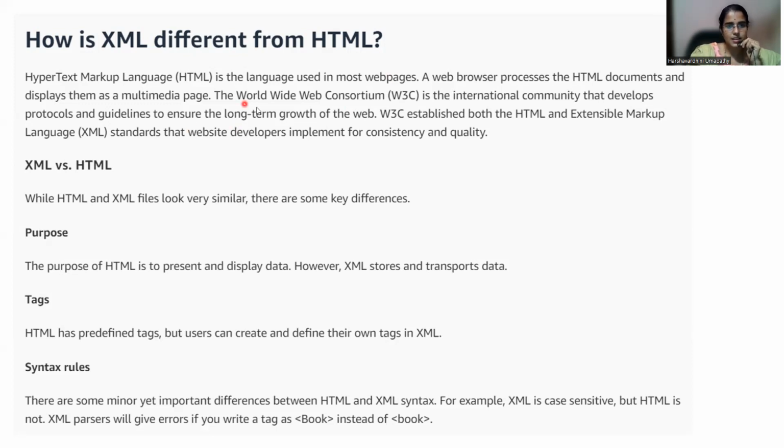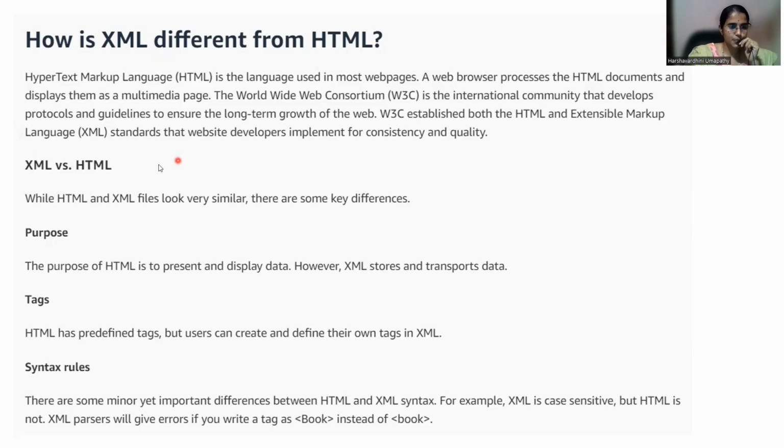This is done with the help of W3C, which we call the World Wide Web Consortium. This is an international community which consists of a set of protocols and guidelines to ensure long-term growth of the web. So XML is mainly used for implementing consistent and quality web pages.